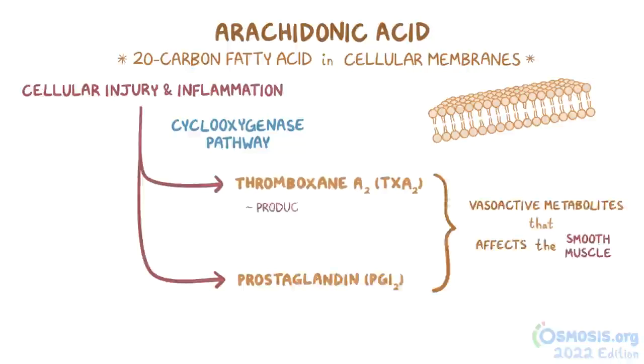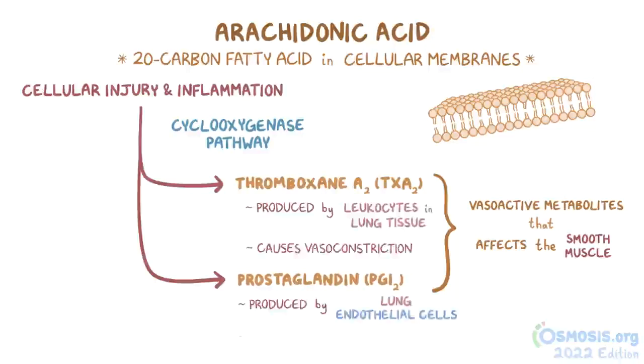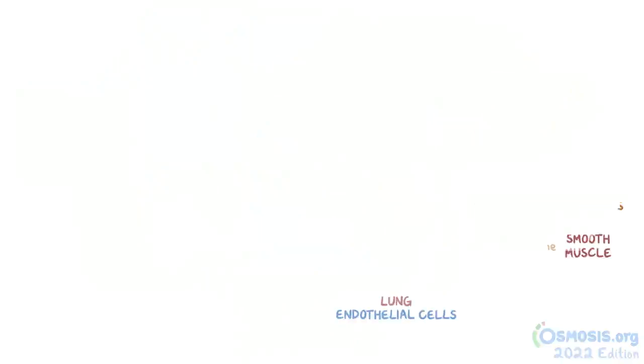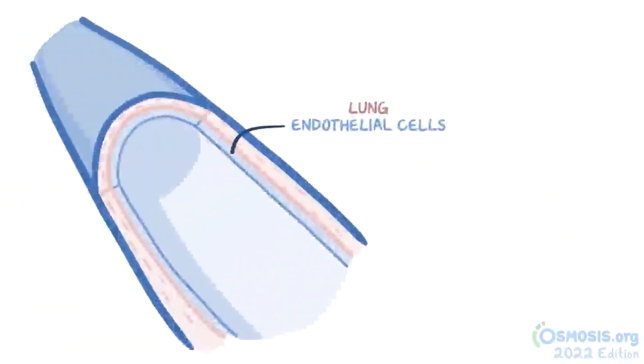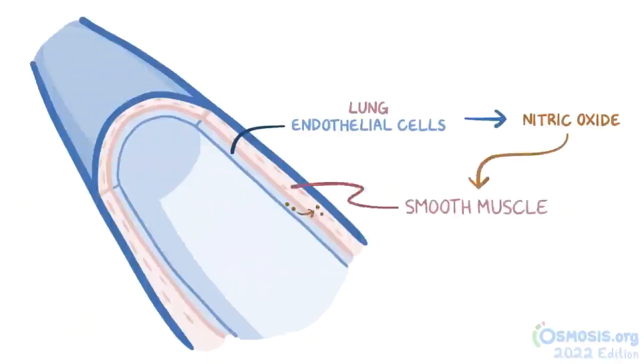Thromboxane A2 is produced by leukocytes in lung tissue and causes vasoconstriction, while prostaglandin I2 is produced by lung endothelial cells and causes vasodilation. In addition, endothelial cells of the pulmonary vasculature produce nitric oxide. The nitric oxide then enters nearby smooth muscle cells and causes them to vasodilate.